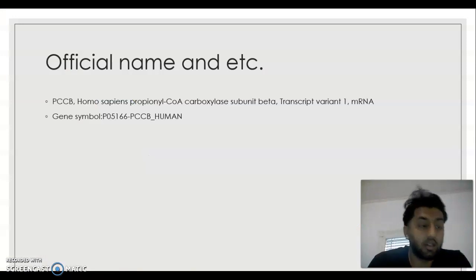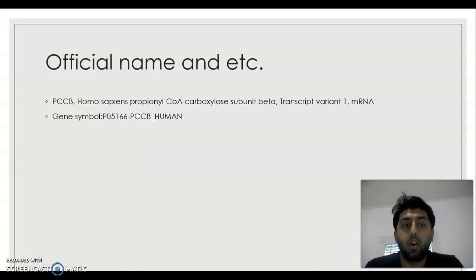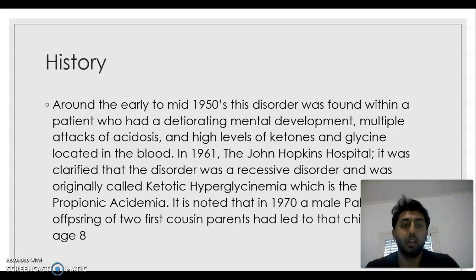The official name is PCCB, Homo sapiens propionyl-CoA carboxylase subunit beta, transcript variant 1 mRNA. Gene symbol is P05166 PCCB underscore human.